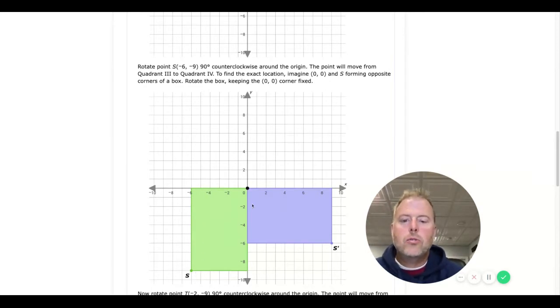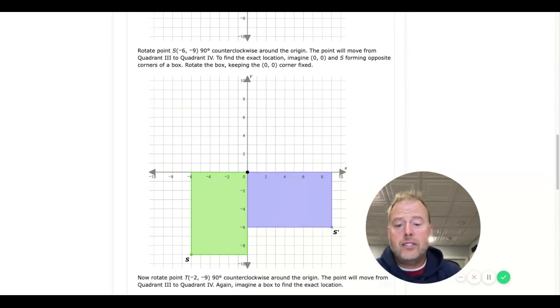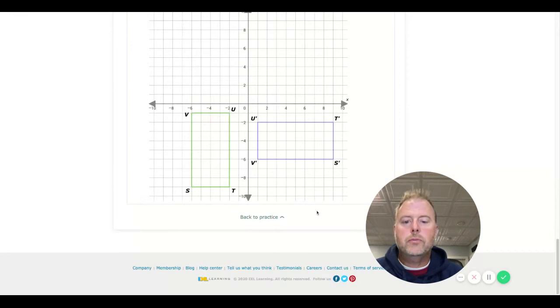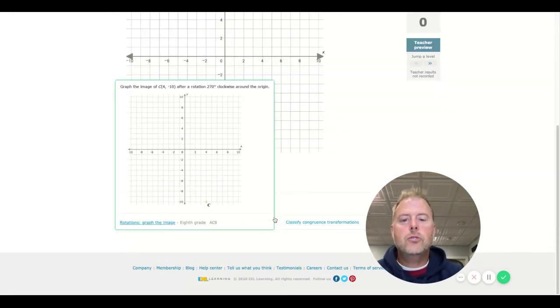Now we're going to take it and rotate it counterclockwise. If we picture this box and you rotate it 1/4 of a turn, your S prime ends up down here at 9, -6. Same thing over here. If we look at our T, we rotate it, again picturing this box, it ends up at 9, -2. All right, so let's do a couple here.